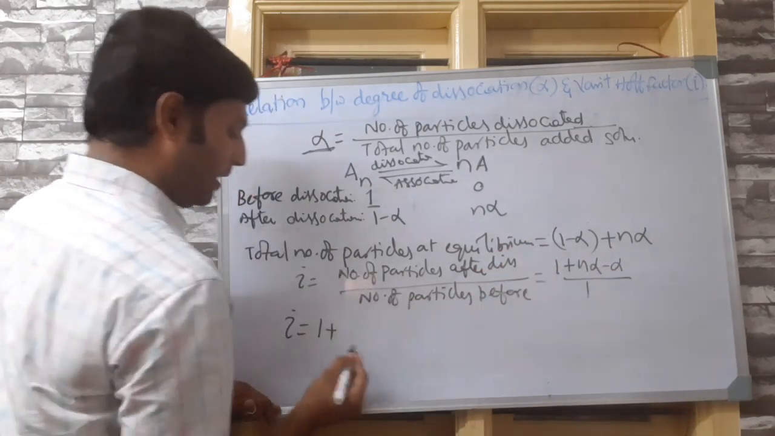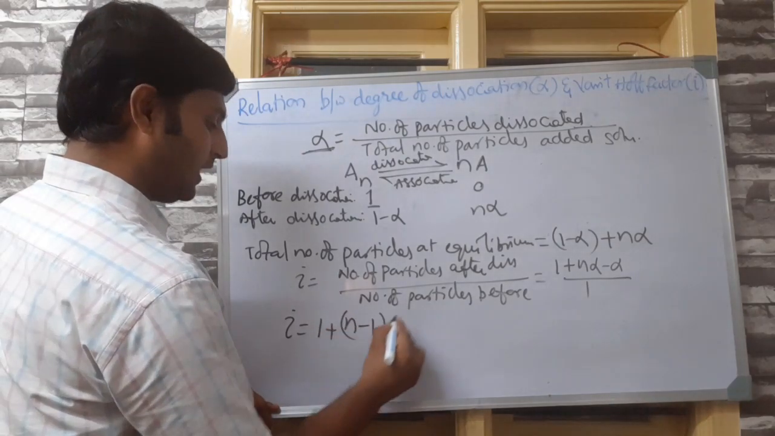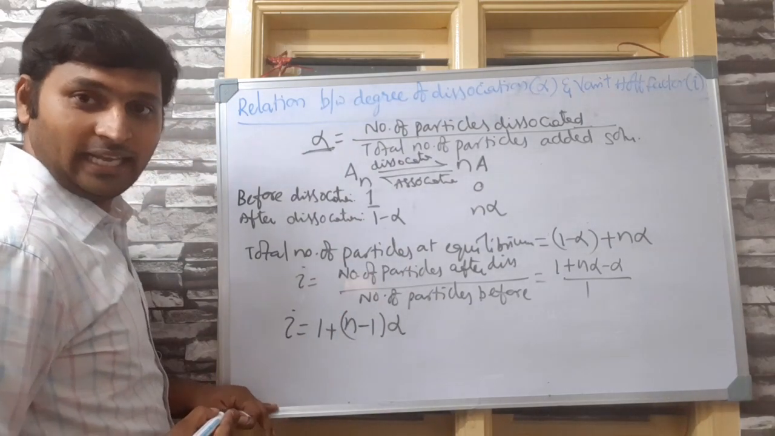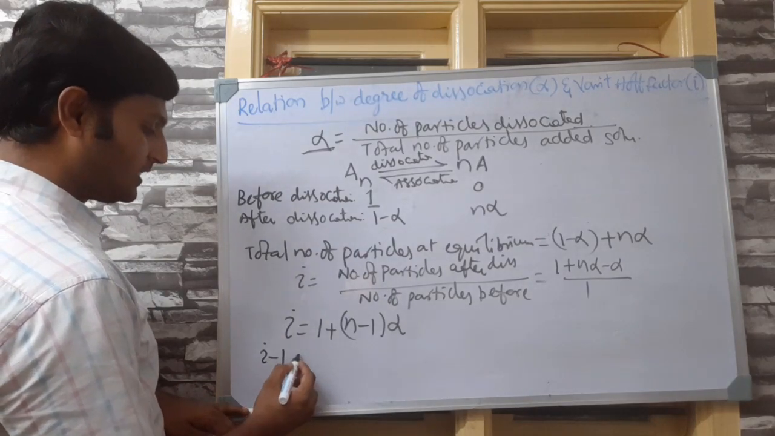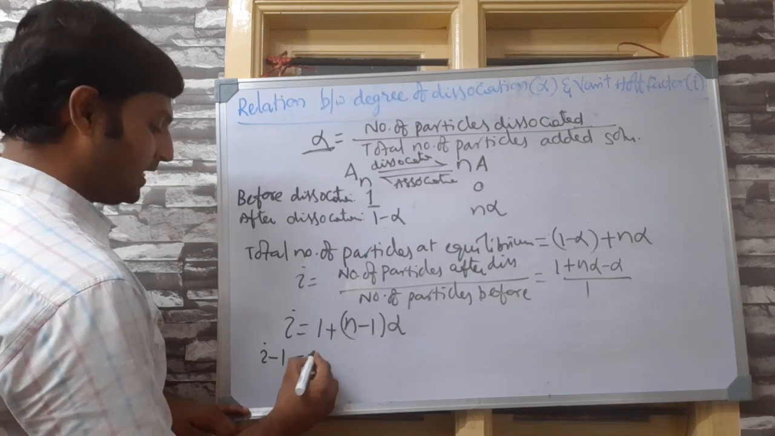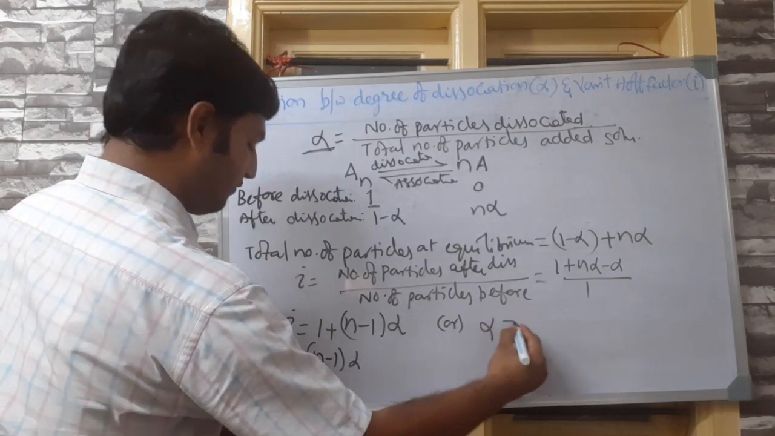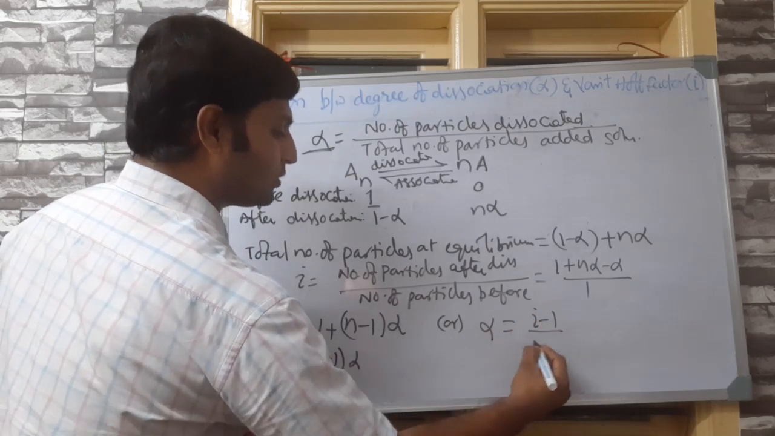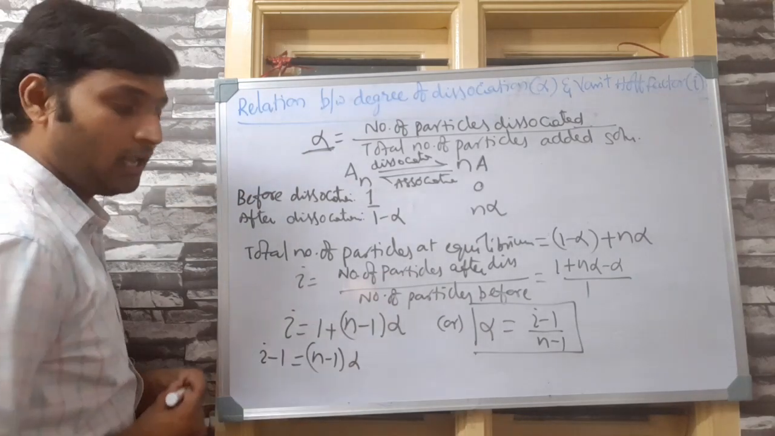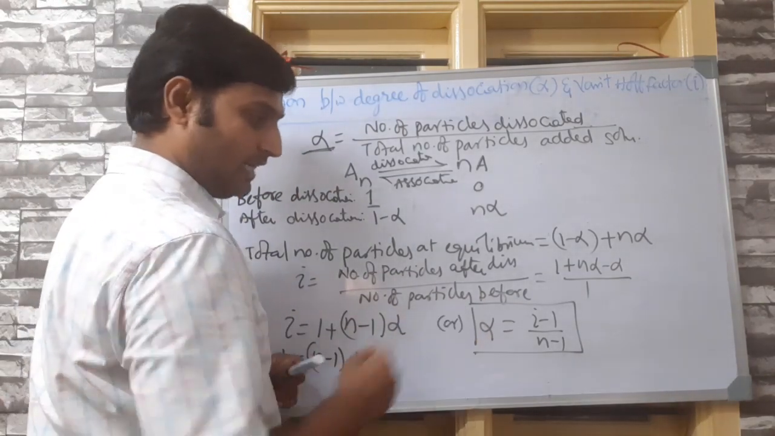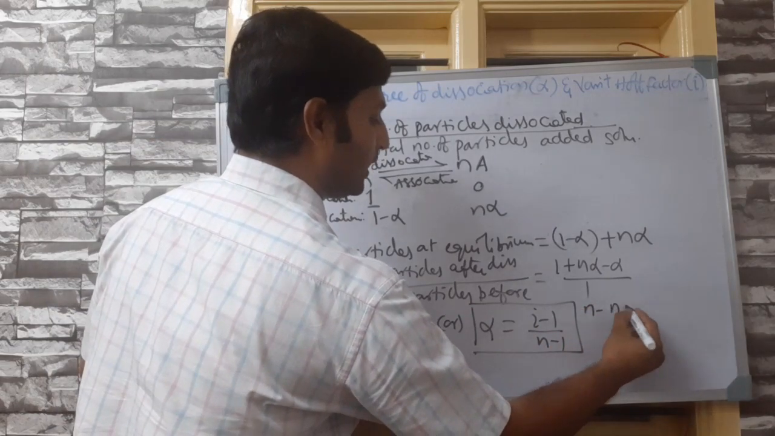I will take alpha common. Then what happens? 1 plus (n minus 1) into alpha. I will bring 1 to this side. Then i minus 1 will be equal to (n minus 1) into alpha, or alpha is equal to (i minus 1) divided by (n minus 1), where alpha is the degree of dissociation, i is the Van 't Hoff factor, and n is something you want to understand.